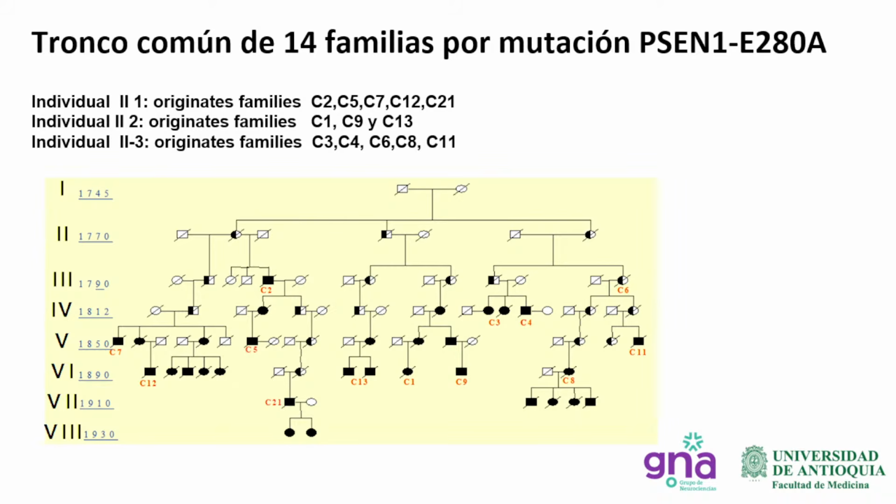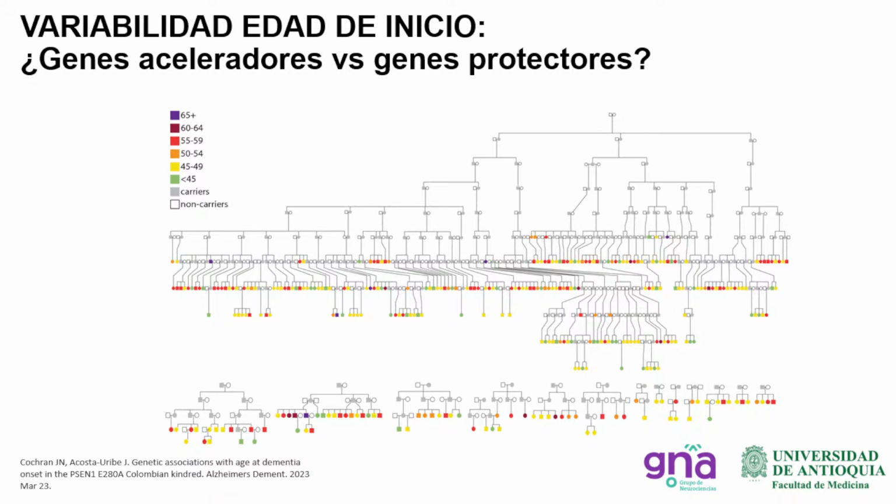Ahora, en cuanto a la variabilidad de la edad de inicio, también es muy importante, porque consideramos la mutación E280A como una mutación homogénea. Y es verdad si los metemos a todos en un mismo costal, si los metemos a todos en una misma bolsita y miramos las edades promedio de inicio: la mayoría inician a los 44 el deterioro cognitivo leve y la demencia a los 49. Pero cuando ya empezamos a ver, hay algunos que inician por debajo de los 45. Entonces, ¿será que estas personas tendrán genes aceleradores o tendrán otras condiciones o epigenética que pueda estar influenciando el inicio más temprano de esta enfermedad?